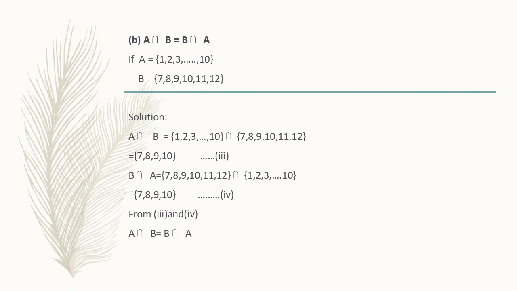Next, A intersection B equals B intersection A. Here we have again the same sets A and B. A intersection B is equal to {1, 2, 3 and so on to 10} intersection {7, 8, 9, 10, 11, 12}. The numbers which are common are 7, 8, 9, 10. And B intersection A: first we write the B set, intersection the A set, and the common numbers are 7, 8, 9, 10. So from 3 and 4 it is satisfied that A intersection B equals B intersection A.